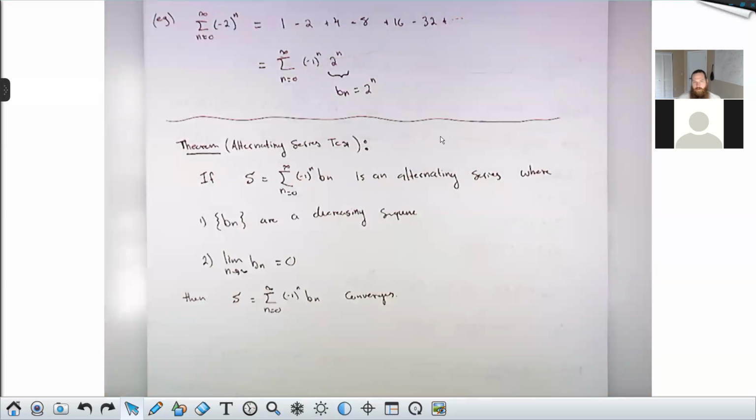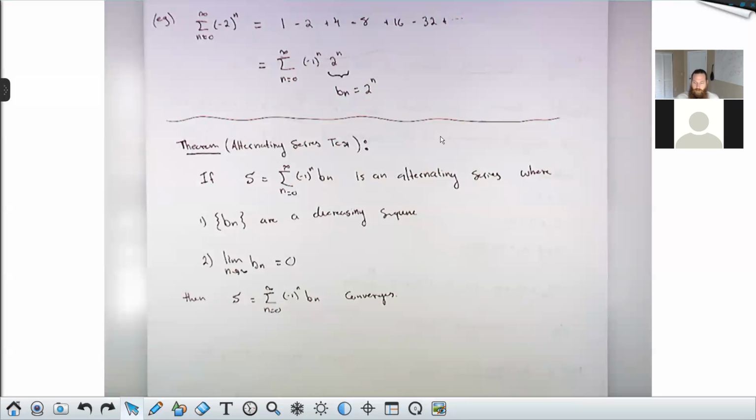So if you have an alternating series where the general term, the positive part of the alternating series terms, decreases to 0, that's enough to get the series to converge. And this is at first really counterintuitive because we've seen lots of series where the general term does go to 0, but the series does not converge.